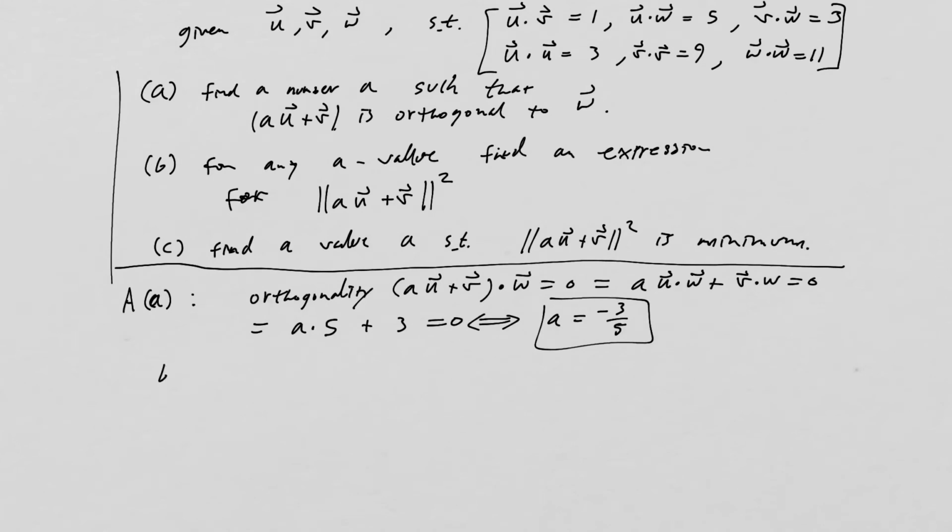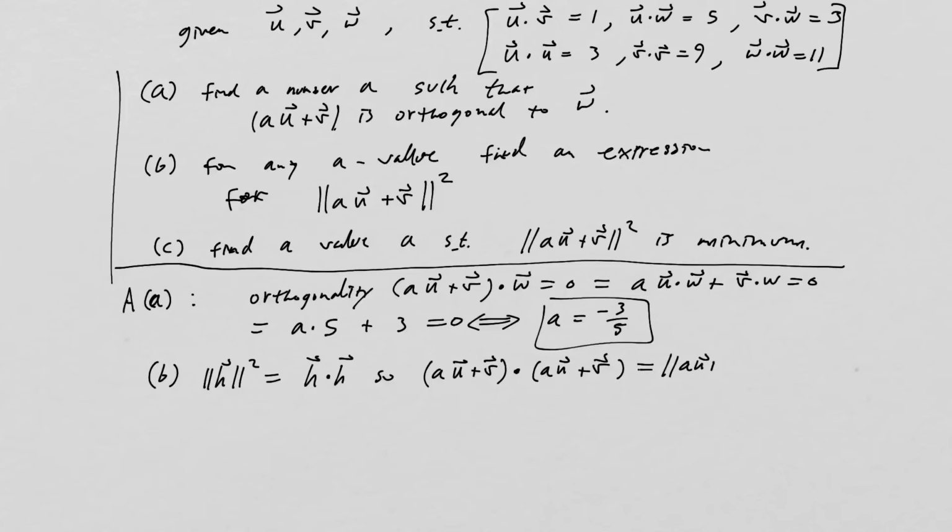Okay, so now let's get an answer to our second problem. We have to know this. If I have a vector H, and I look at its squared magnitude, that's the same thing as H dot H. That's true for any vector. So, AU plus V, I'm going to dot it with AU plus V. And that's the same thing as the squared magnitude of AU plus V.